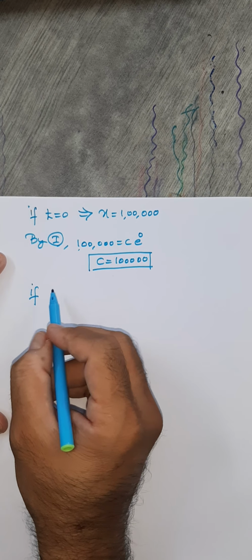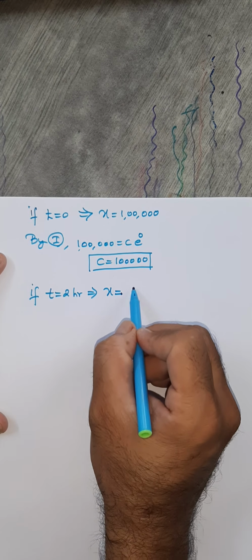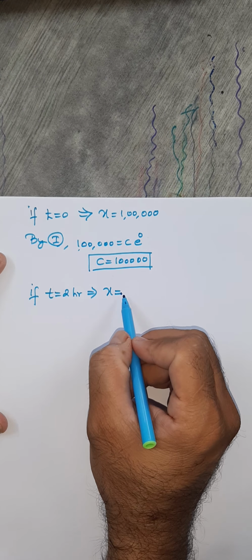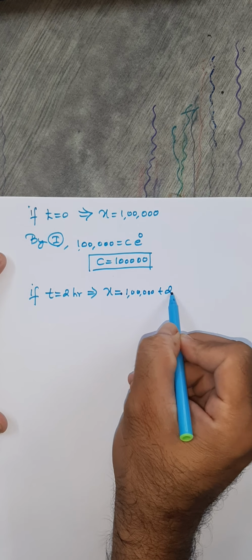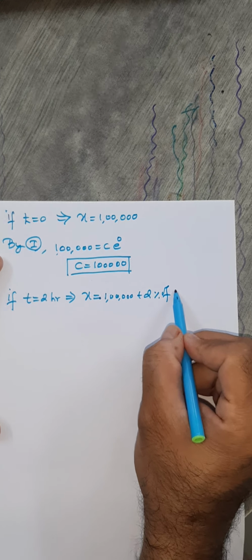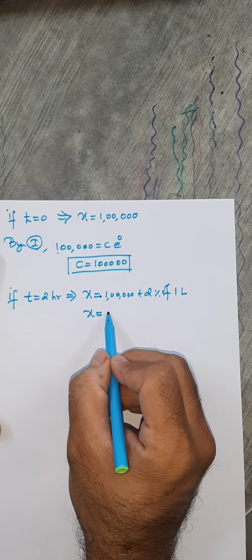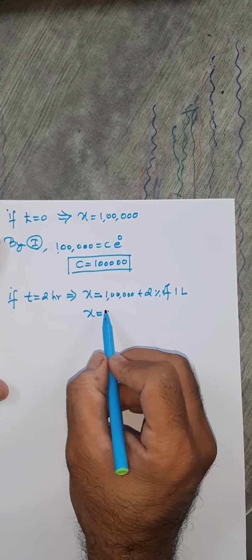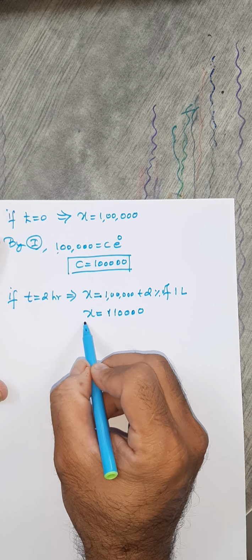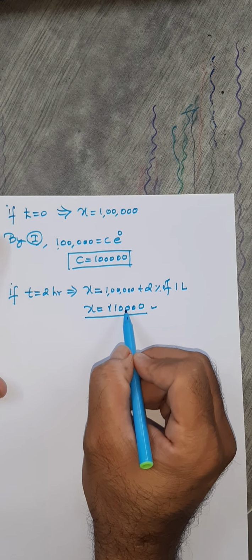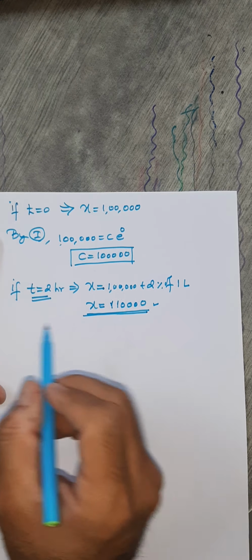If t equals to 2 hours, in 2 hours, the number of bacteria will be increased by 10%. So you have 1 lakh plus 10% of 1 lakh, remember. So it will be how much? 10%, it is 10,000. So here we'll get 1 lakh 10,000. Fine. That is the number of bacteria after 2 hours, remember.